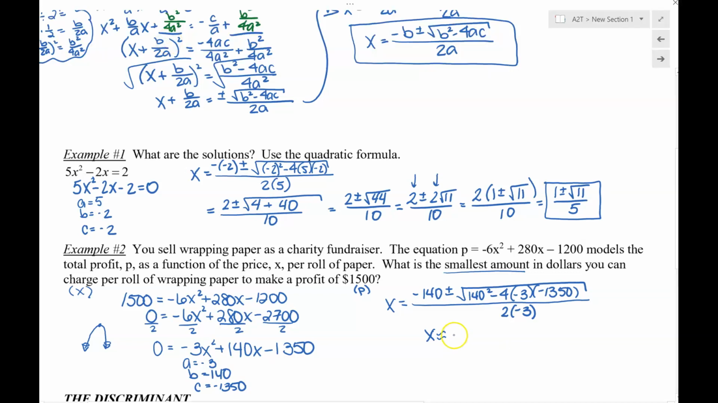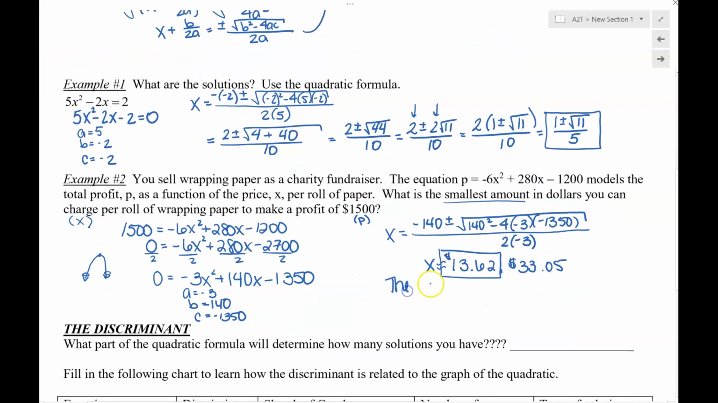Okay, so we got approximately 13.62, and I'm gonna round out to the hundredths because we're dealing with money, and that makes sense. So like I said, you can only do a plus and then a minus separately. Your calculator won't do both for you at the same time. So we're going to say that the smallest amount in dollars that we can charge is $13.62. All because it asked for the smallest amount. Make sure also, please, that you guys write complete sentences because they're asking us a specific question. So we're going to say the smallest amount.